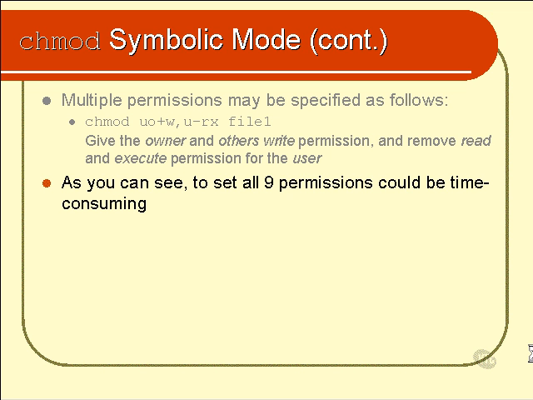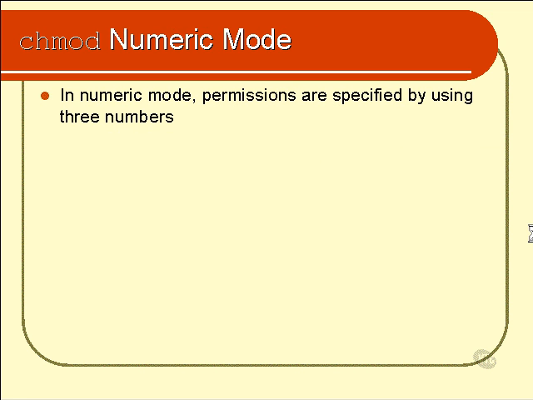Nevertheless, setting all 9 permissions can still be quite time-consuming using symbolic mode. So I'd like to show you the most experienced Unix user's third way of using Chmod, and that is using numeric mode. In numeric mode, all permissions are specified by using 3 digits or 3 numbers.